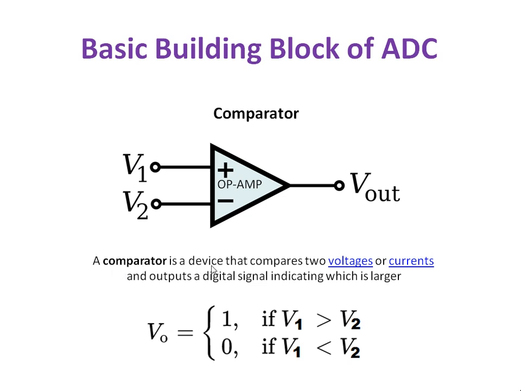A comparator is a device that compares two voltages or currents and outputs a digital signal indicating which is larger. It means your output Vout equals 1 if V1 is greater than V2, that is, if the positive terminal voltage is greater than the negative terminal voltage. V1 greater than V2 means your Vout will be 1. If V1 is less than V2, your Vout will be 0. So it compares V1 and V2, and that's why it produces the output value. That's why it is known as a comparator. It is the basic building block of ADC, so you must understand it very well.